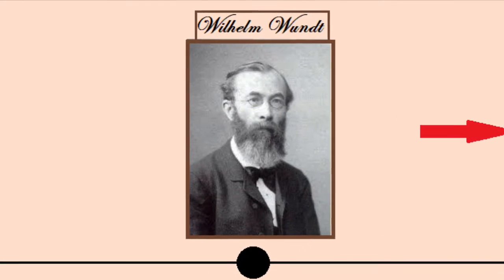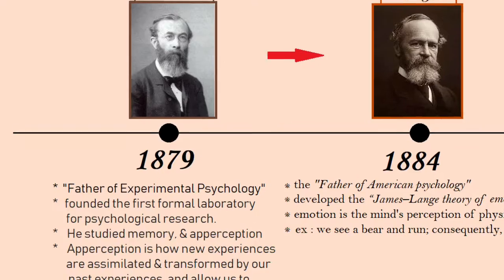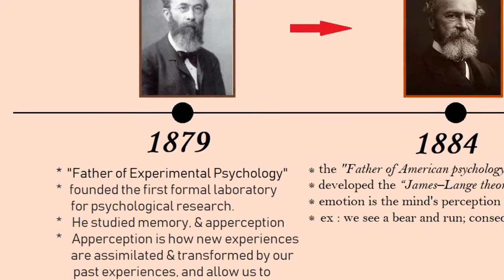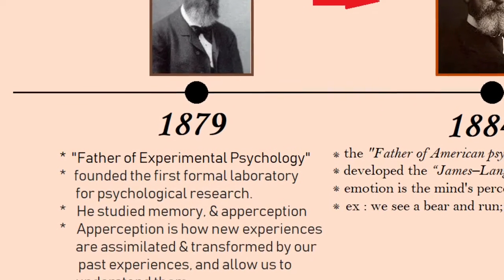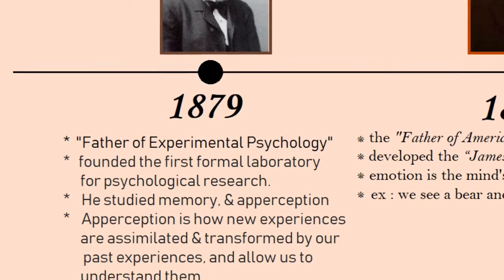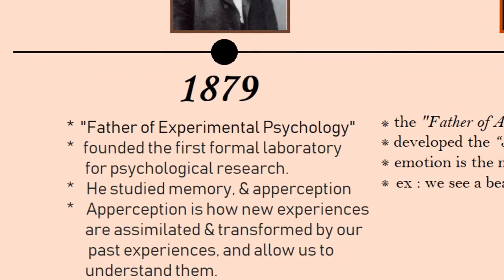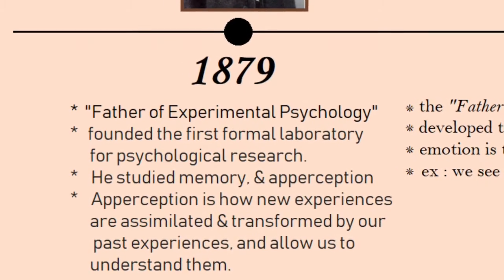Wilhelm Wundt is known as the father of experimental psychology. This is because in 1879, he founded the first formal laboratory for psychological research. He studied things such as memory and apperception. Apperception is how new experiences are assimilated and transformed by our past experiences and allow us to understand them.